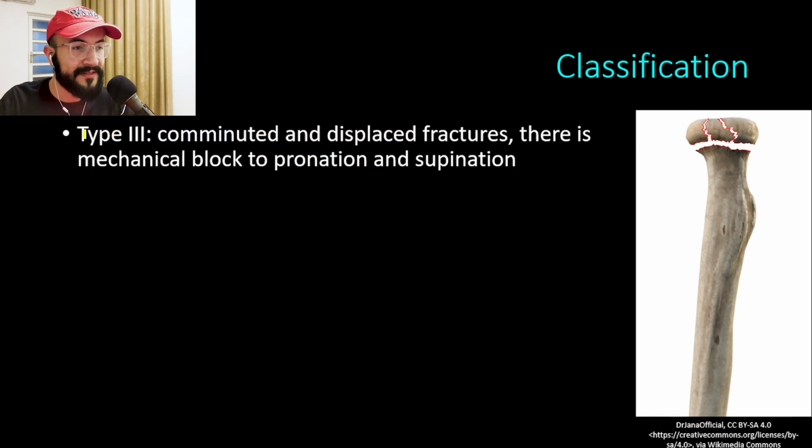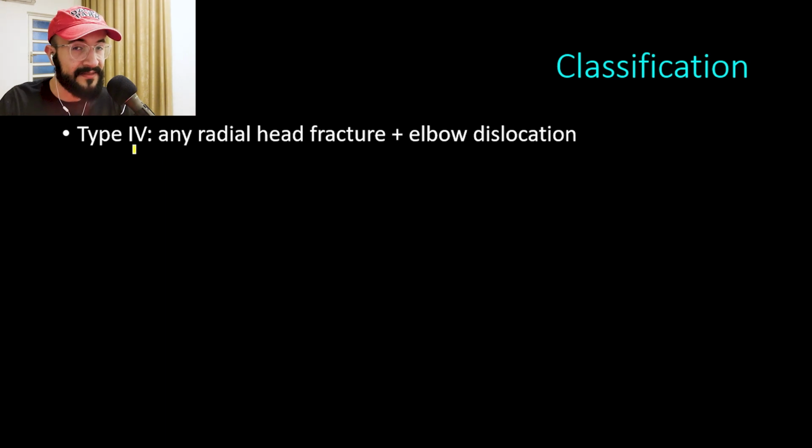And type 3 comes after. In type 3, the fracture is comminuted and displaced, and there is always mechanical block to pronation and supination. As you can see in this picture, we have a comminuted fracture, and it's also associated with a mechanical block to pronation and supination. Now in type 1, we have no mechanical block to pronation or supination. In type 2, we have a possible block, and in type 3, we always have a block to pronation and supination.